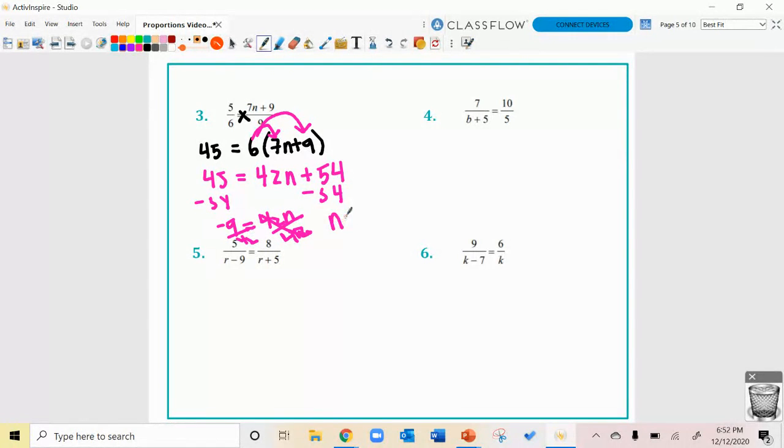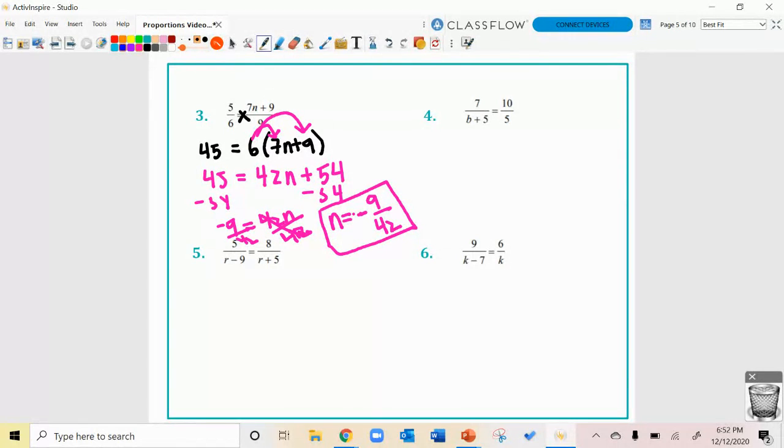So I end up with n equals negative 9 over 42. I certainly hope I did that correctly. Yeah. Right? And if I want to divide that, sure, I can. Oh, it gives me a nasty number. Let's not. It gives me an irrational number. Let's just leave it. We don't need to take the time to try to round it.